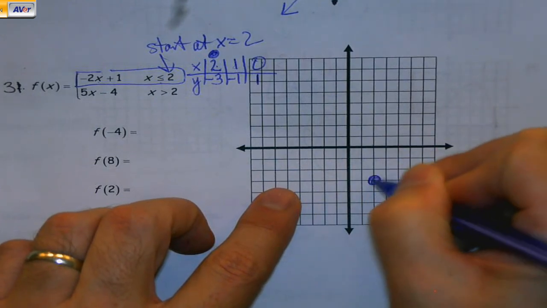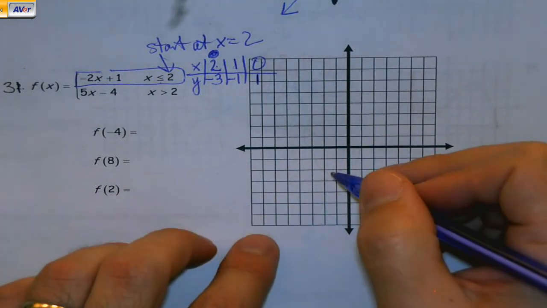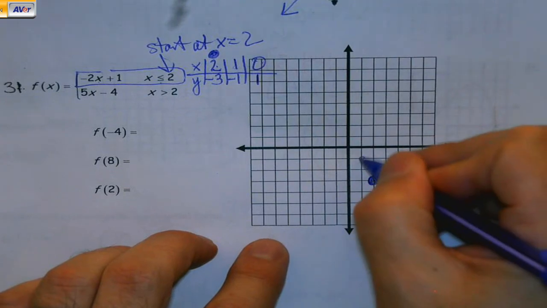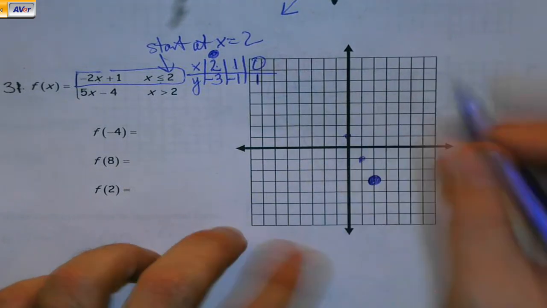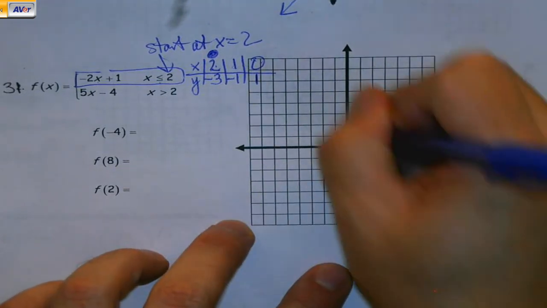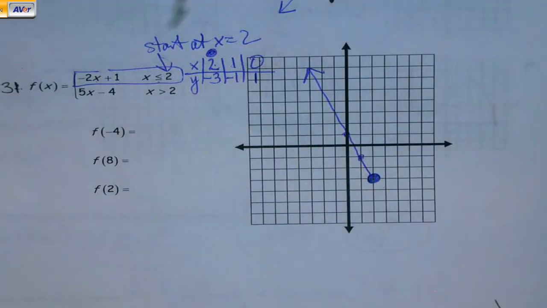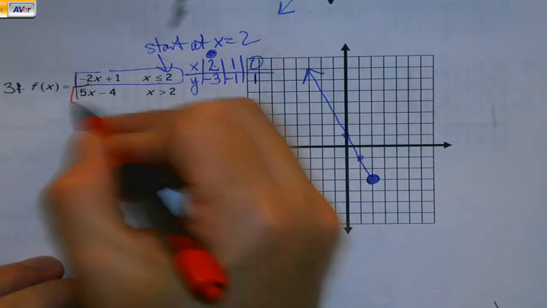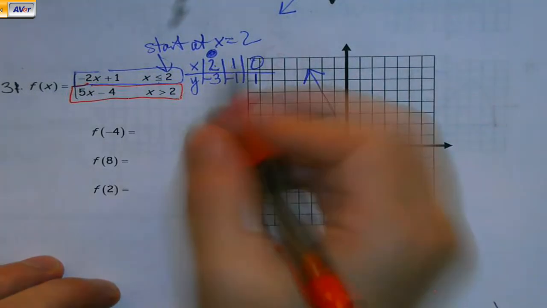So I'll make that bigger. 1, negative 1, 0, 1. Start at the big dot. Connect the dots. And I do that same thing with my second one.